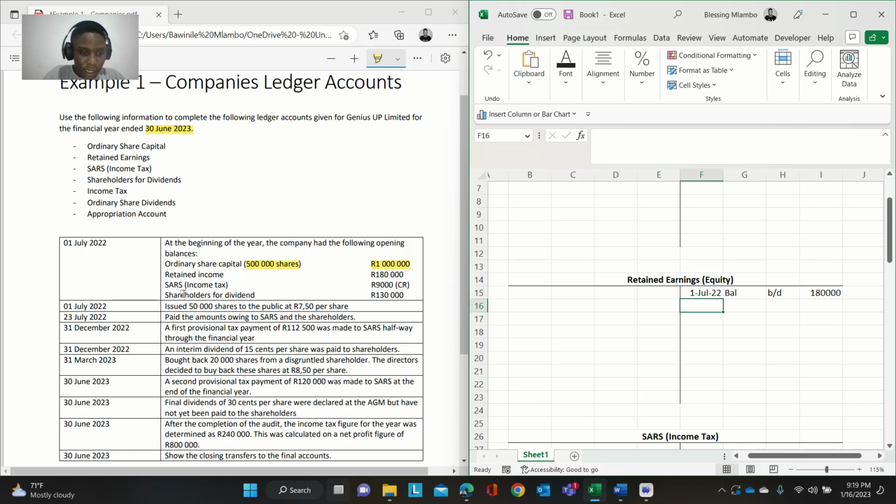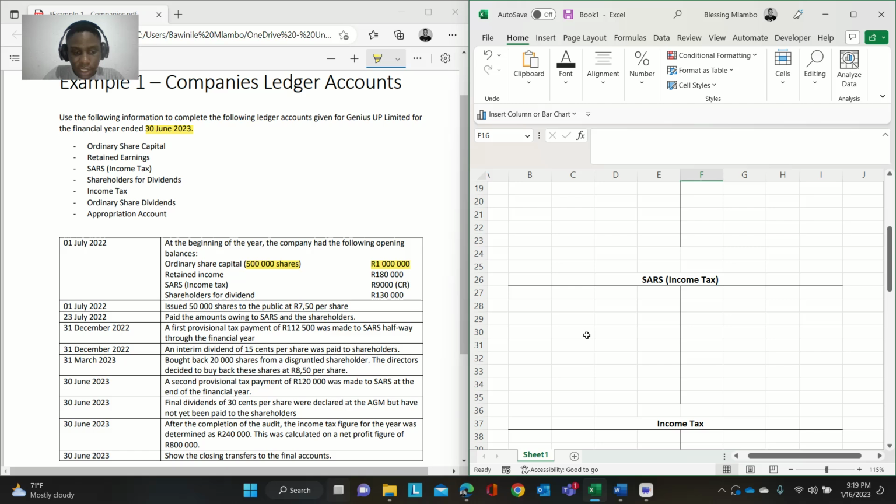Right, and then SARS income tax had a balance of 9,000, which was a credit. So with SARS income tax, most of the times they'll tell you that the opening balance is either a credit or a debit. So the SARS income tax can either have a credit balance or a debit balance. What does it mean? Remember we said this account is a liability account, meaning that liabilities increase on the credit side. Meaning that when you have this balance on the credit side, it means that you owe SARS money, because you have a liability.